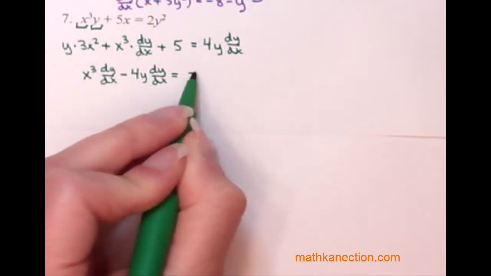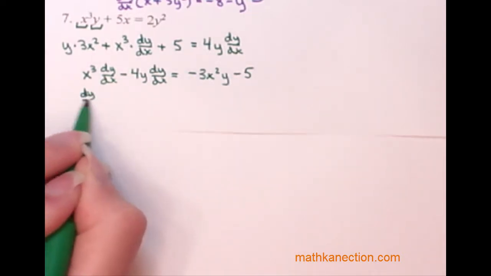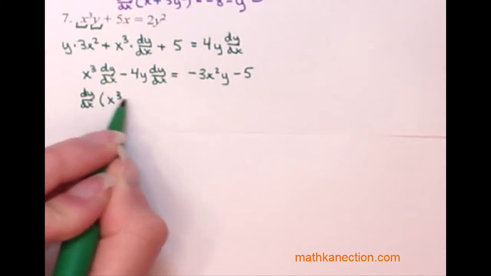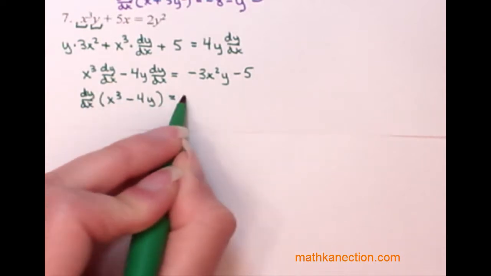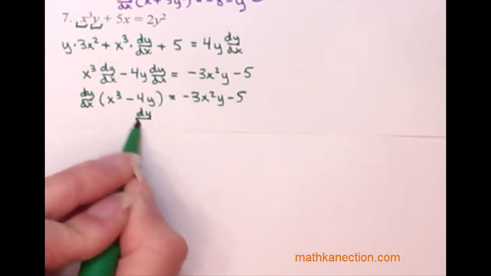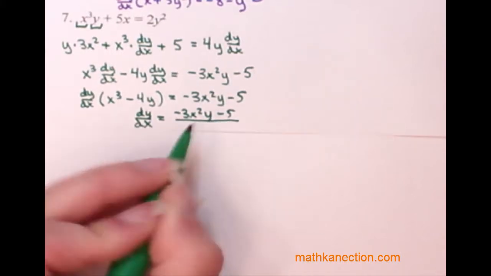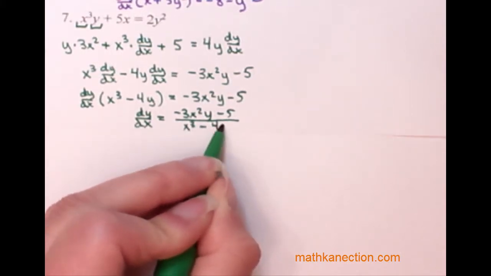Then moving over the 3x squared y, we'll have minus 3x squared y, and moving over the 5 is minus 5. Factoring out dy/dx, get x cubed minus 4y. Then getting dy/dx by itself by dividing to get negative 3x squared y minus 5 all over x cubed minus 4y.